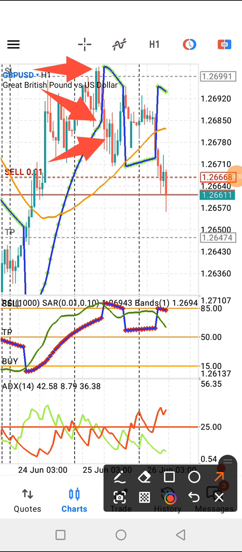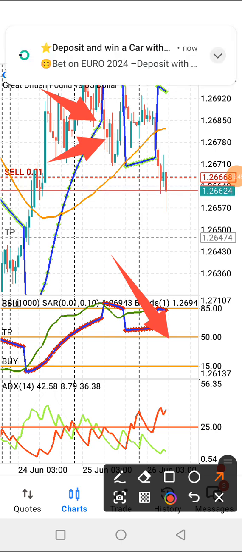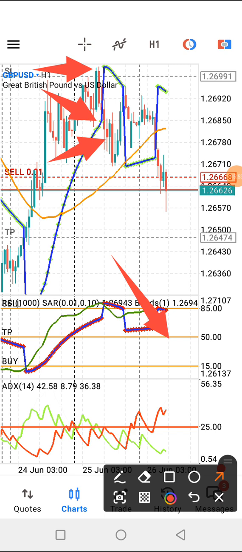There's tendency of making more wins than losses. You can see if you check my main chart now, the moving average has not even touched level 50, which I can use as my area of TP. So I'm not scared. Forget the little pullback price is doing. It's definitely going to what? Drop. Is that clear? So that is that. This is a sell condition.